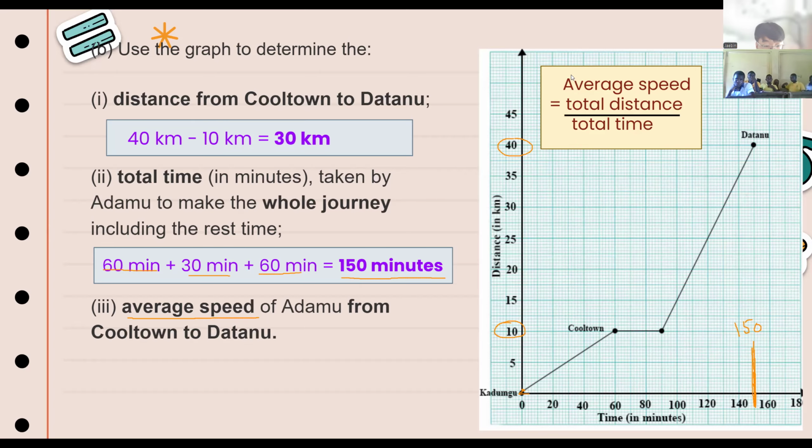Yeah, let's see. So to calculate the average speed, we take the time and the distance. So it'll be distance over time. We know that it took 60 minutes for Adamu to get from Cool Town to Datanu, right? And then it was 30 kilometers to get to Datanu.